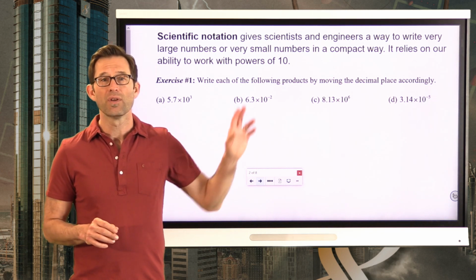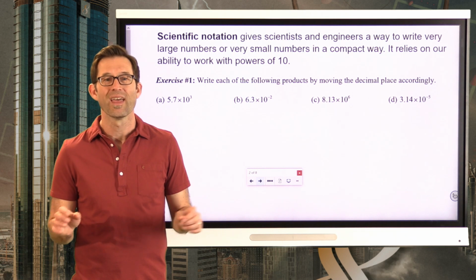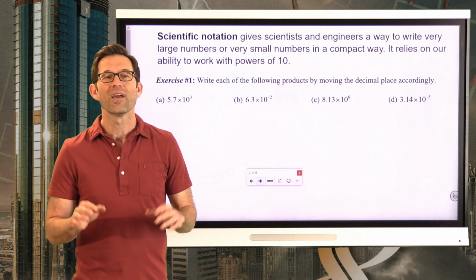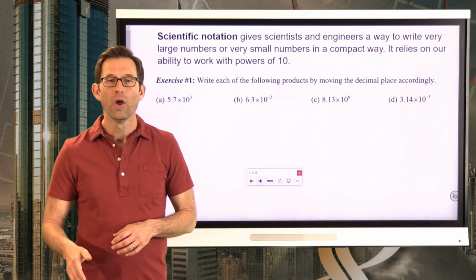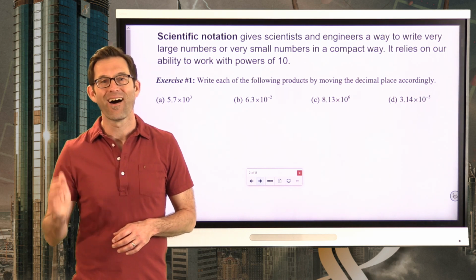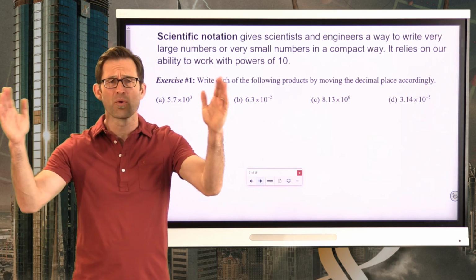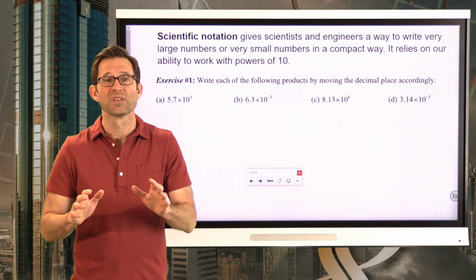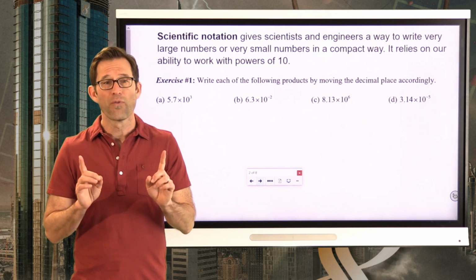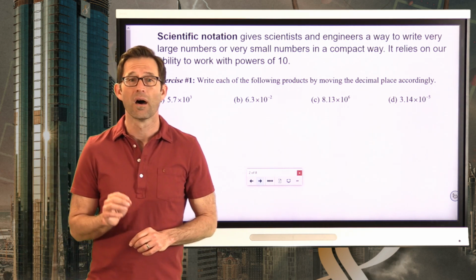Now, scientific notation gives scientists and engineers a way to write very large numbers or very small numbers in a compact way. The idea being that I don't really want to have to write out something like 7 trillion with a 7 and 12 zeros after it, right? I don't want to do that. The number would take up this much space on a paper. So scientific notation allows us not to have to do that. Before we do that though, let's review in exercise 1 our work from the last lesson on powers of 10.